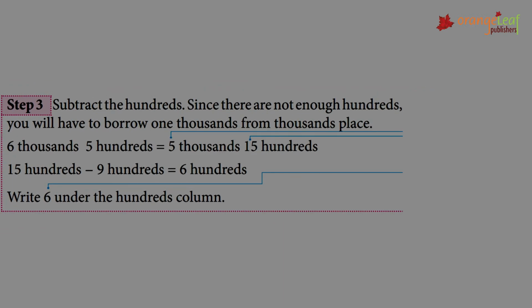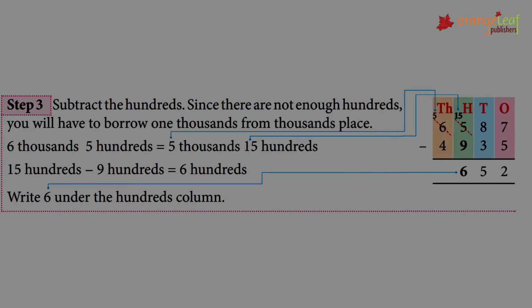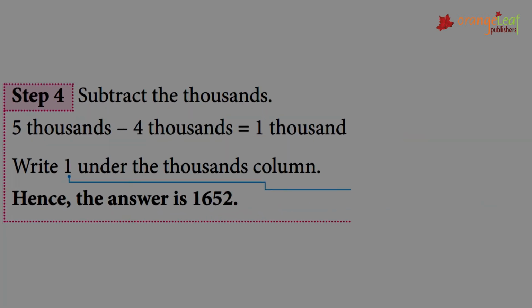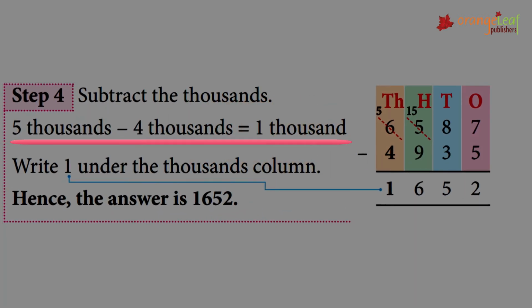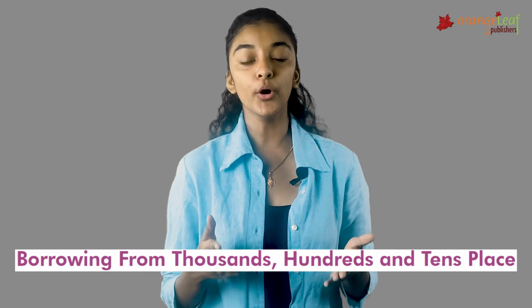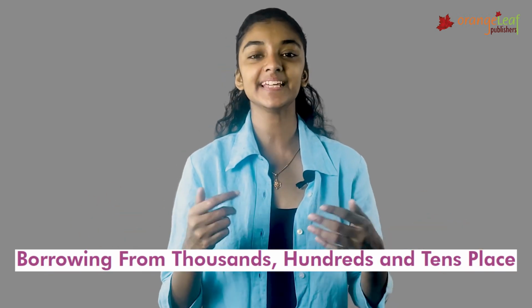Step 3. Subtract the hundreds. But since there are not enough hundreds, we will have to borrow 1 from the thousands place. Therefore, 6 thousands 5 hundreds would become 5 thousands 15 hundreds. Therefore, 15 minus 9 is equal to 6. 6 comes under the hundreds place. Step 4. Subtract the thousands. 5 minus 4 is equal to 1. Therefore, 1 comes under the thousands column. Therefore, you get the answer as 1,652.